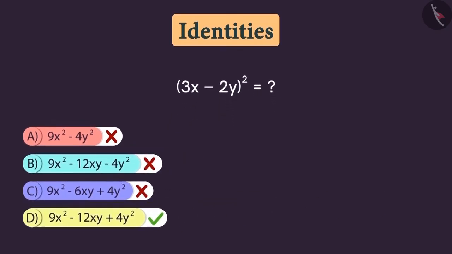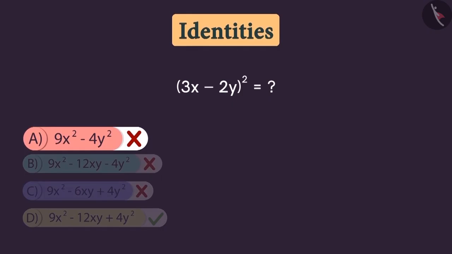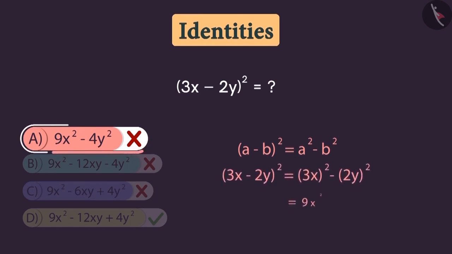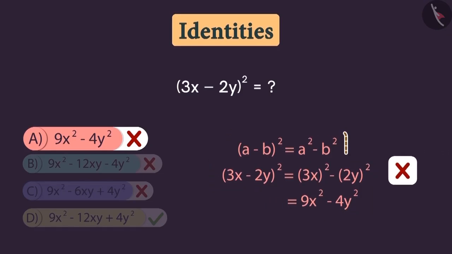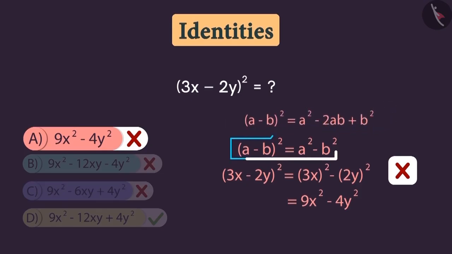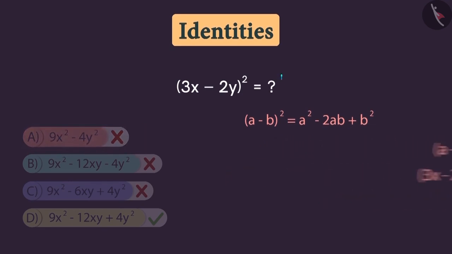Let us see why. We have the misconception that (a - b) raised to the power of 2 will be equal to a raised to the power of 2 minus b raised to the power of 2. That is why we get option A as the answer. But this is not the correct answer. We have seen that (a - b) raised to the power of 2 is equal to this and not this. So option A is incorrect.